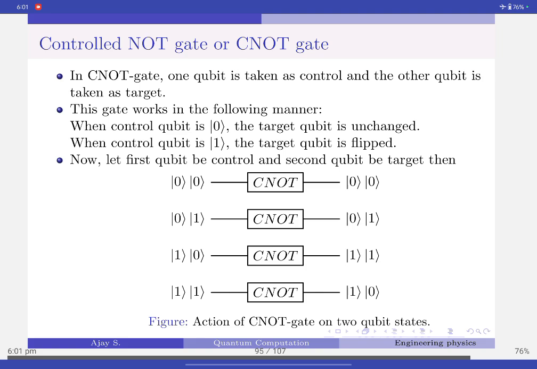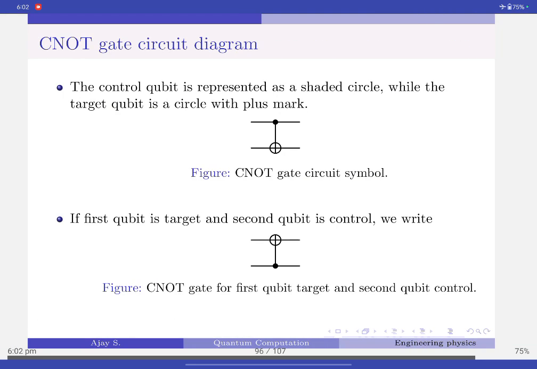But in the third example, you notice that the control is 1, in which case the second qubit, the target, has to be flipped. So 1 remains 1 and 0 is flipped to 1. So 1 0 under CNOT transformation becomes 1 1. When you have 1 1, again the control is 1, so the target has to be flipped. So 1 1 after CNOT transformation becomes 1 0. So this is the action of the CNOT gate on 2-qubit states.